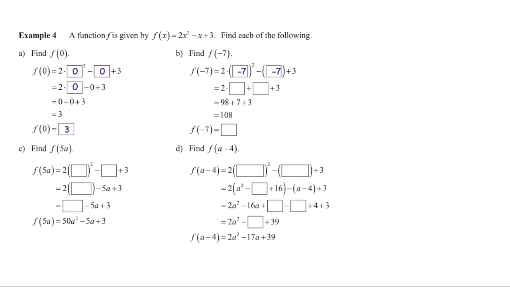Well, negative 7 times negative 7 is 49. Negative 7 minus negative 7 is positive 7. Using the order of operations, when I plug negative 7 into my function, out pops 108.